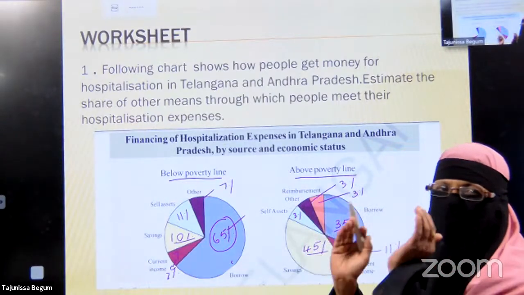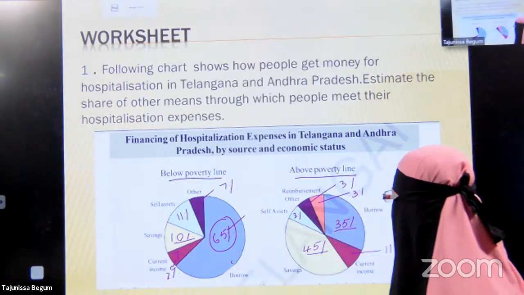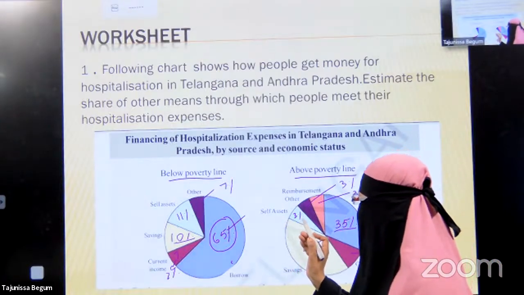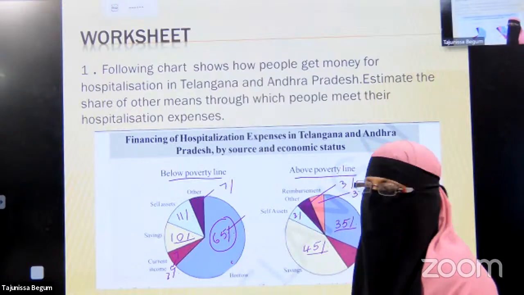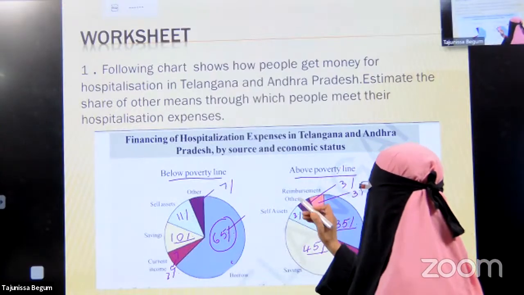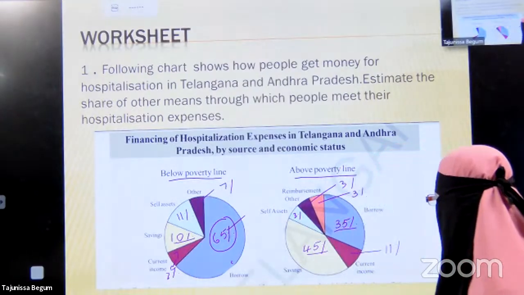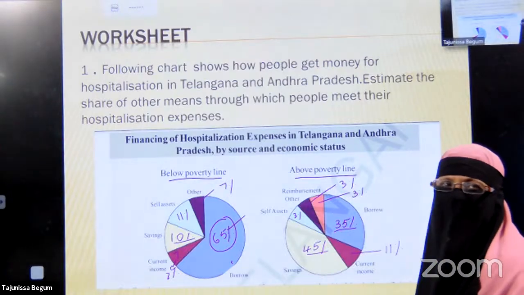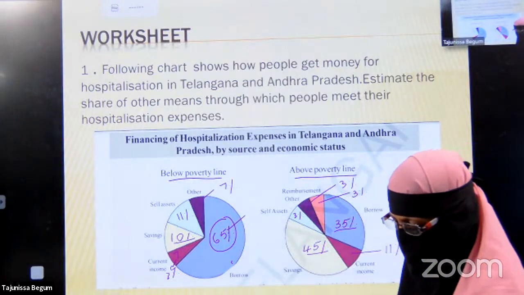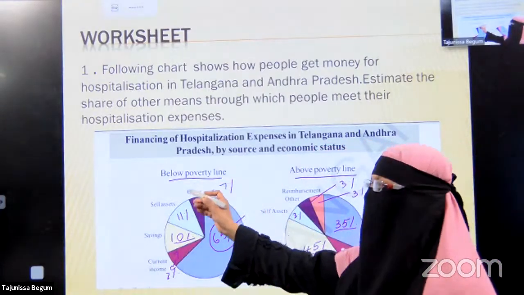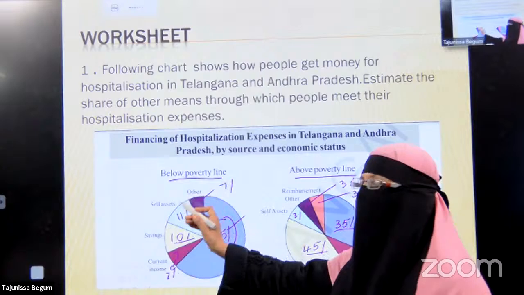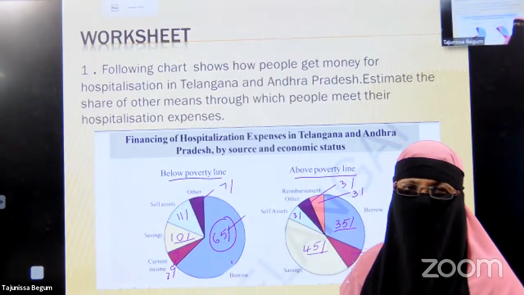Out of 100, they are having 45% as their savings, and sometimes they are having self assets, 3%. They are having some reimbursement, some money, how much? 3%. Other 3% they are having. And current income, what are they having? They are having 11%. So by this, what did you understand, students? How the people are suffering to pay the hospital fees, charges, treatment, for ill treatment.